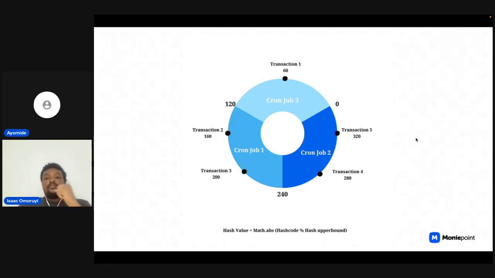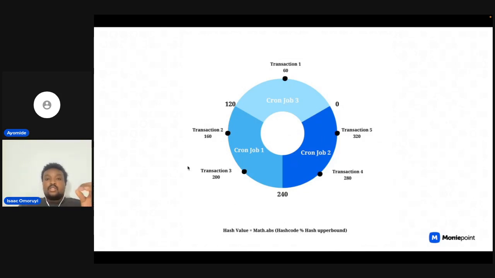To compute this particular hash value, we use this formula. To get the hash value, we get the hash code of that particular transaction, say of the reference or something. Then we take the hash code modulo the hash upper bound. The hash upper bound in our case in this circle is 360. It's possible that your hash upper bound could be different. It could be 720, it could be 1200. If it's 720, you're going to have various jobs shared between 0 and 720, while your transactions also get spread between 0 and 720. It's the same concept of modulo, where you get the remainder. That's what this is for here.